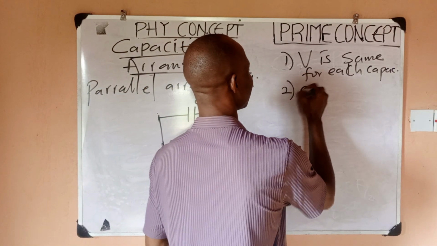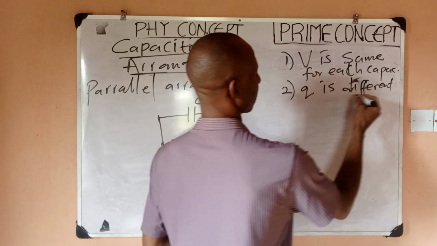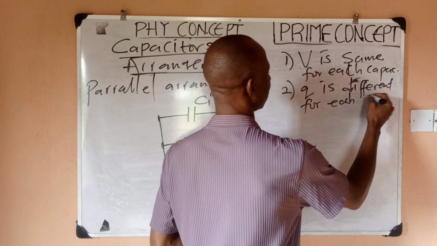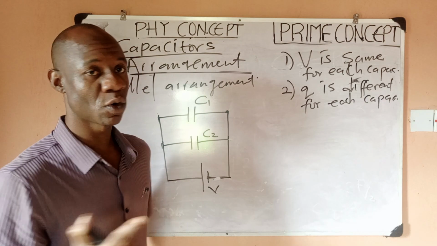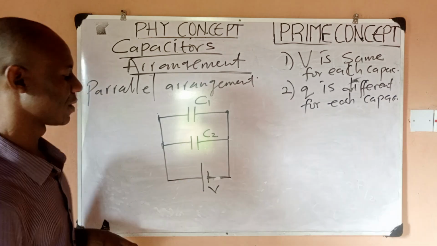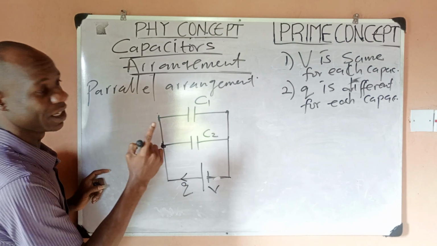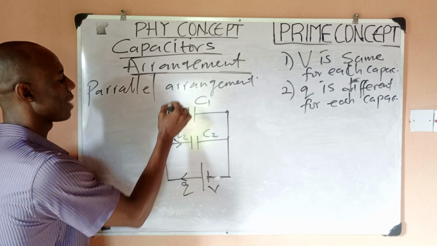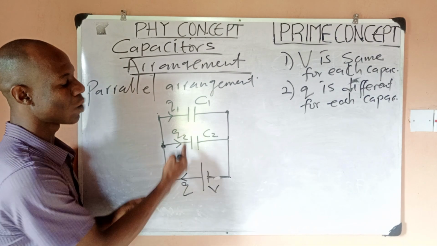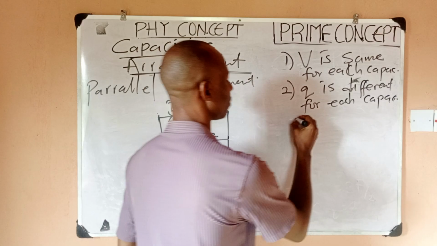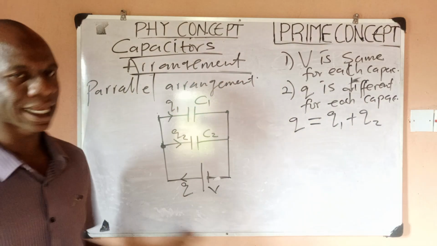Then number two, the charge is different for each capacitor. The charge is different except in a case where the values of the capacitance are equal. But otherwise, the charge is always considered to be different. What this simply means is that if the total charge coming from here is Q, when this charge gets to this junction, it will split, and you will have Q2 entering here and Q1 entering here. So the total charge Q is going to be Q1 plus Q2. This is the total charge in this system.